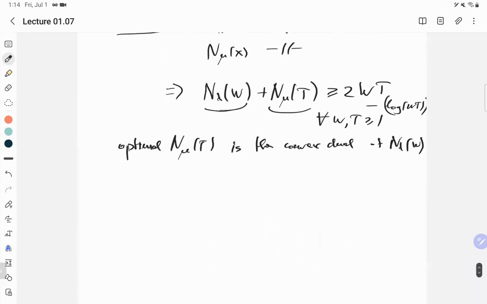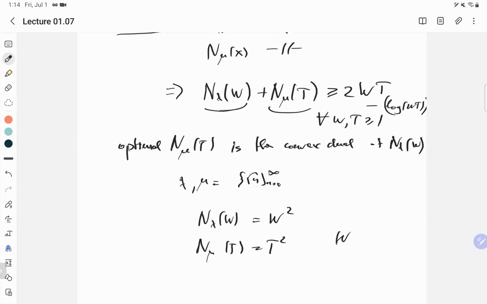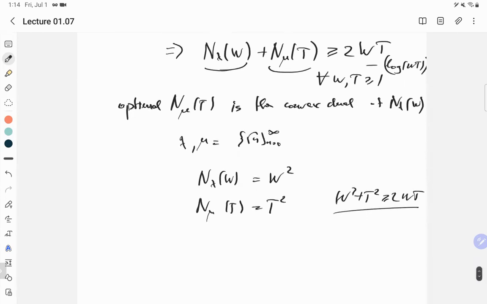Just to give you an example that we were talking about all this time: when lambda and mu are square roots, then n lambda of w is w squared and n mu of t is t squared, and this is just the inequality that you all know. In fact, x squared is self-dual under this convex duality transform.